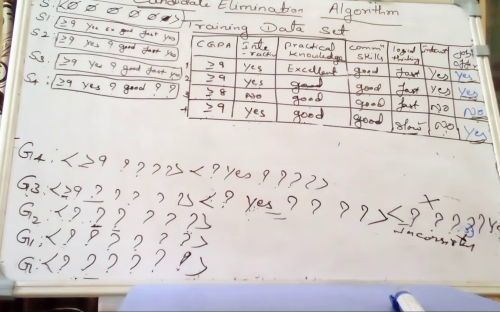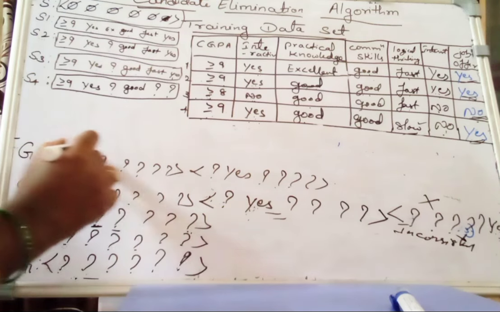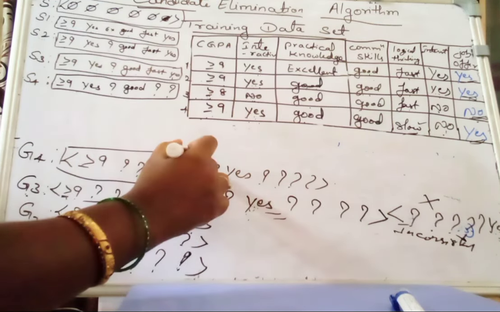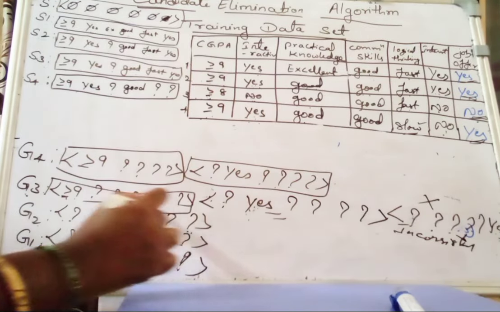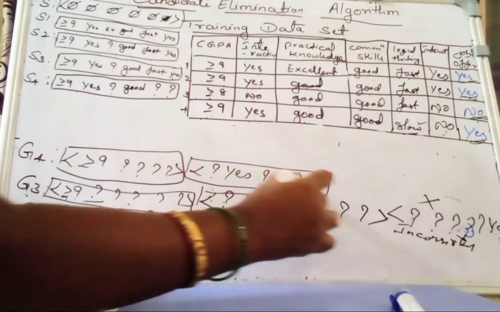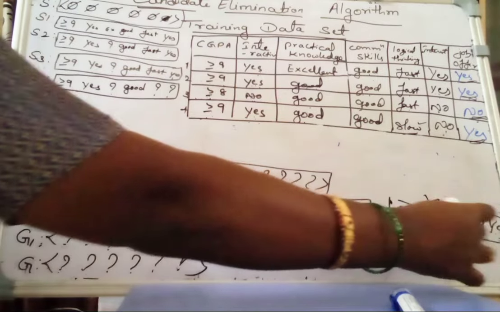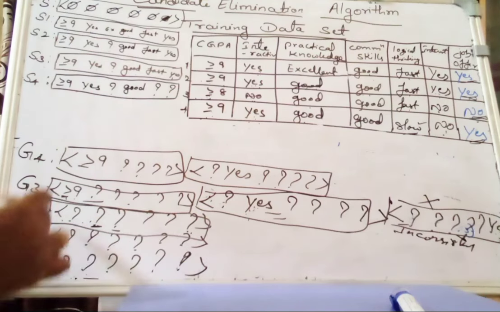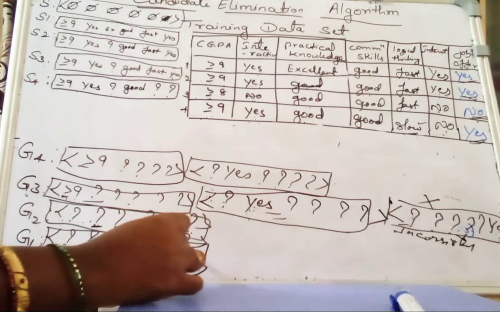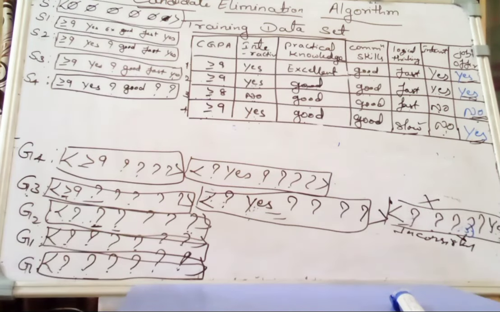Okay guys. So now, in total, how many hypotheses do we have? In S4 we have one, in G4 we have two hypotheses, and in G3 we got three hypotheses. So try to write like this in the form of a tree structure while writing the candidate elimination algorithm, because we have to show both S4 and G4 here. Okay, now we wrote it like this.